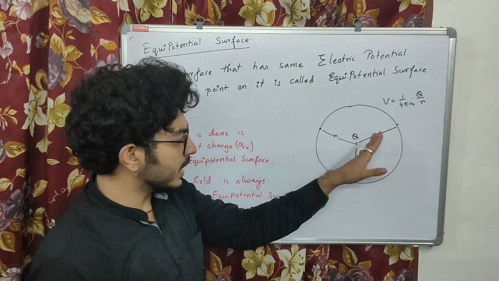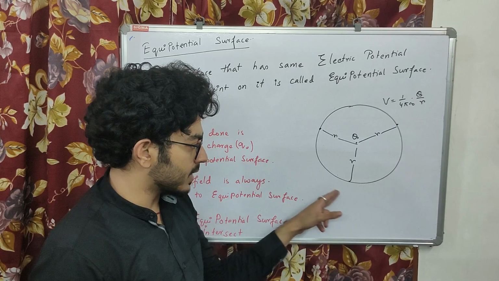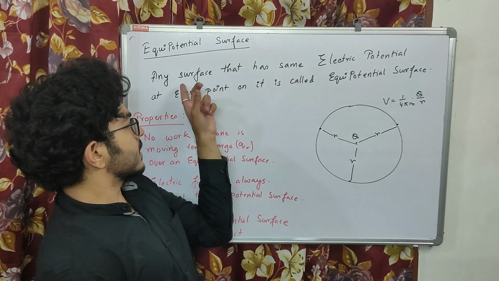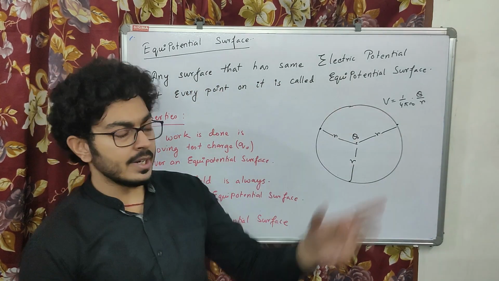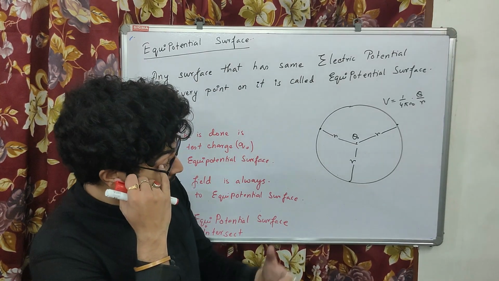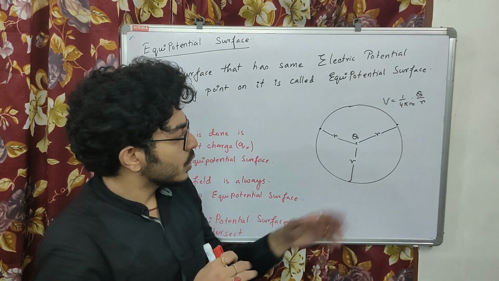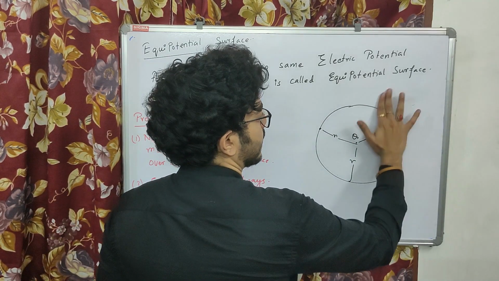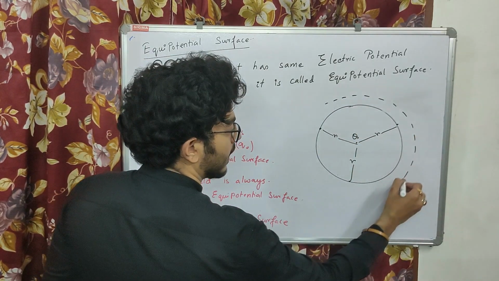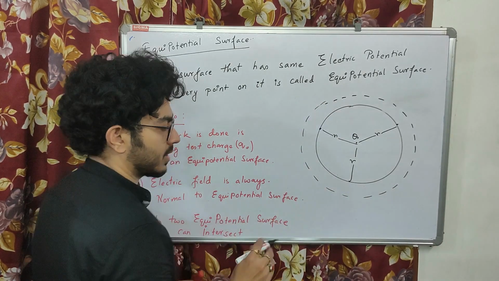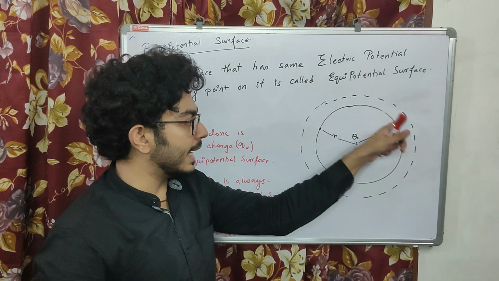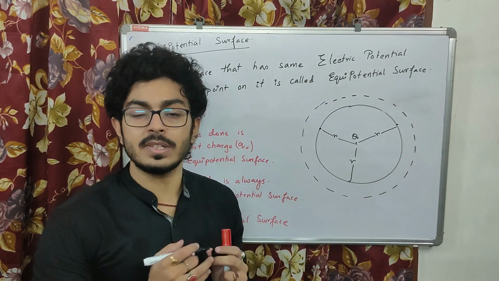So if the electric potential remains the same, then this surface can be considered an equipotential surface. That means a surface that has the same electric potential at every point on it. Now try to imagine, I have already told you this is a sphere. So if you imagine another concentric spherical surface to this surface, this also becomes an equipotential surface. That means at any distance the potential will be the same.